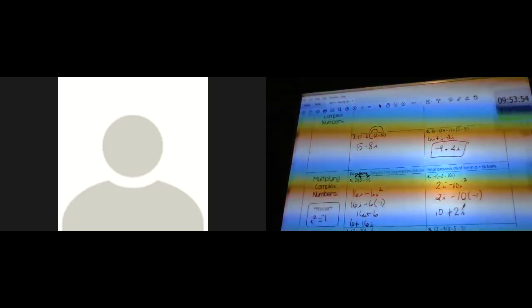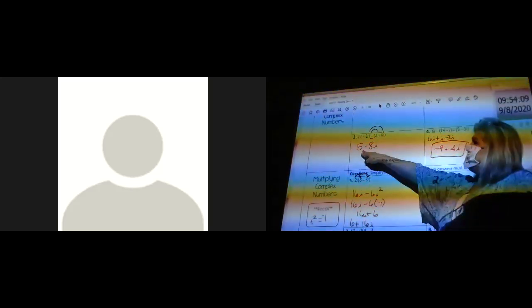Perfect, perfect. Standard form is always going to be the real number plus or minus the imaginary number. That's the most important part. a plus bi. Because look up here, Jake, it's 5 minus 8i. That's why I say that.